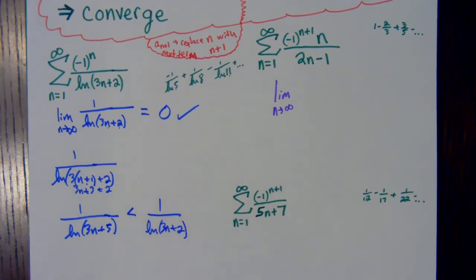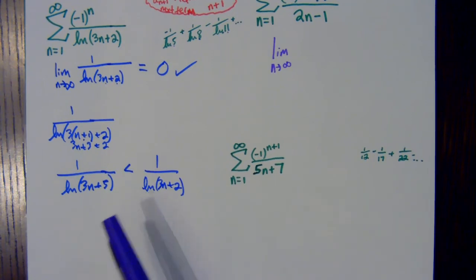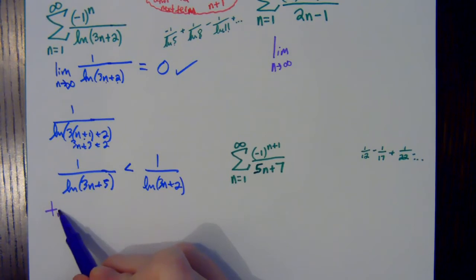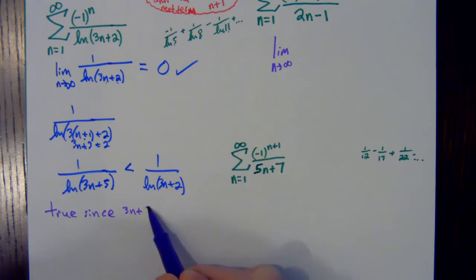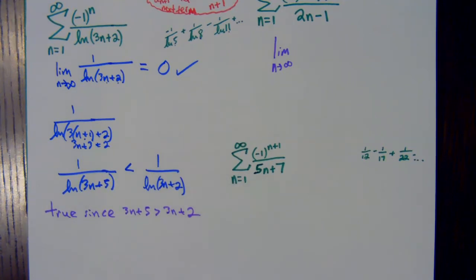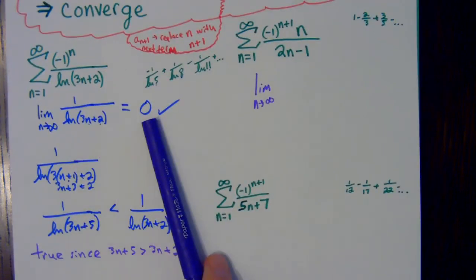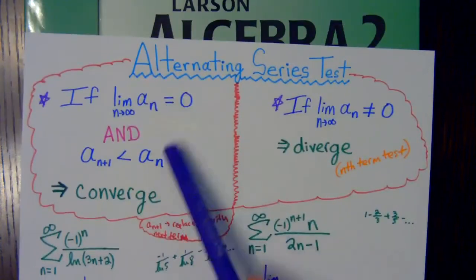Now remember, just like when we did the direct comparison, if you want a little more instruction there, you can't just write it down. Just because you write it down doesn't make it true. This is the exact same thing as your direct comparison notes. You need to justify why this is true by doing that one key step. It's true since 3n plus 5 is greater than 3n plus 2. That justification works when the numerators are the same, and that plus 5 is bigger than that plus 2. So once you show that the limit was 0, and you showed that the n plus first term is less than the nth term, and you justified why that was true, you have successfully shown both things.